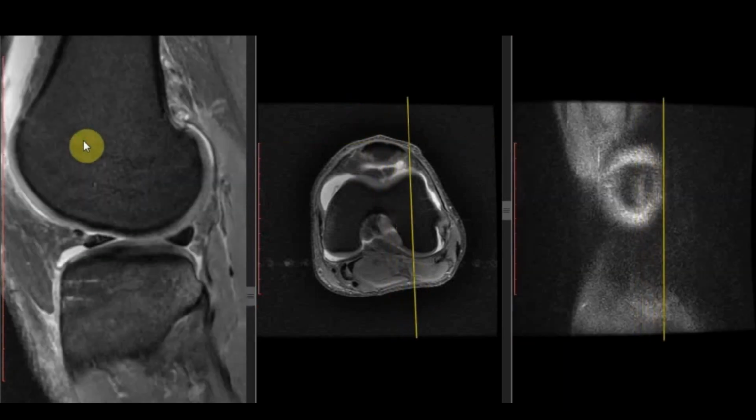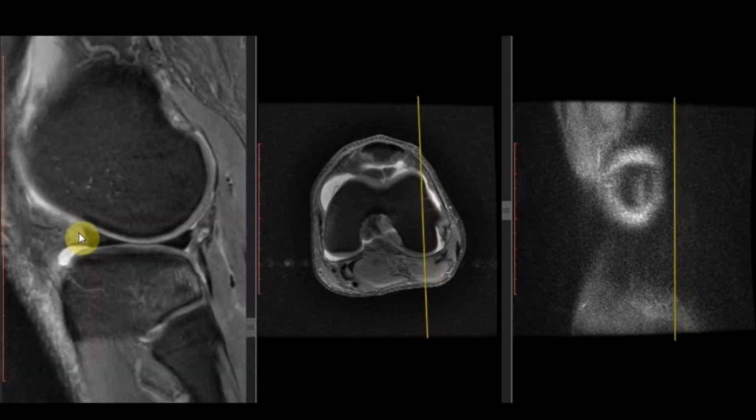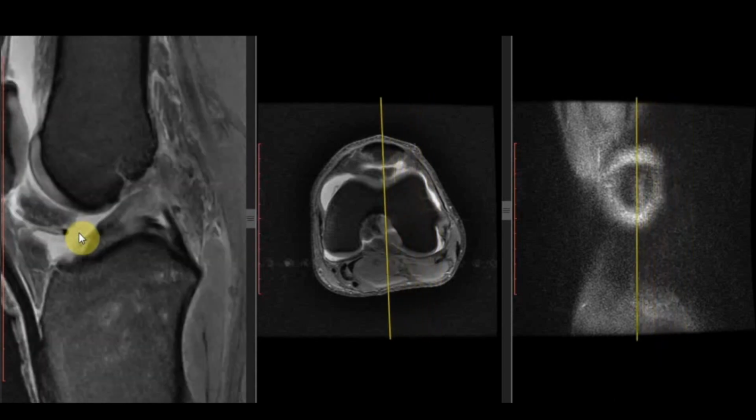Now coming to the menisci. In the lateral meniscus we have a horizontal linear hyperintensity involving the anterior horn, and there is a small parameniscal cyst associated with it. So there is a horizontal tear with parameniscal cyst.